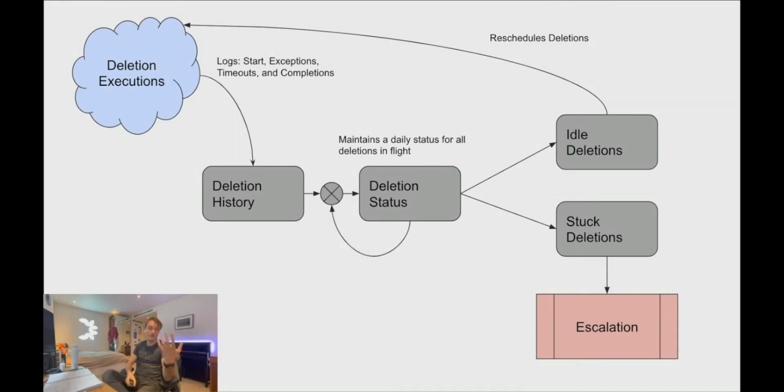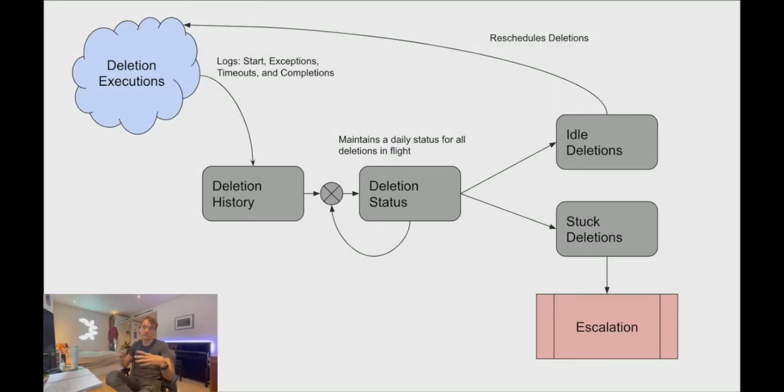And the way we guarantee this is every execution of a deletion actually logs some events in some table somewhere. So they log when they start getting executed, the exceptions they encounter, the amount of runs that they do, and whether or not they complete. And all of that data is then aggregated into something that computes a status for all of the deletions that are in flight, right? And this is going to keep track of the deletion until we see a completion log, which basically means we deleted all of the data.